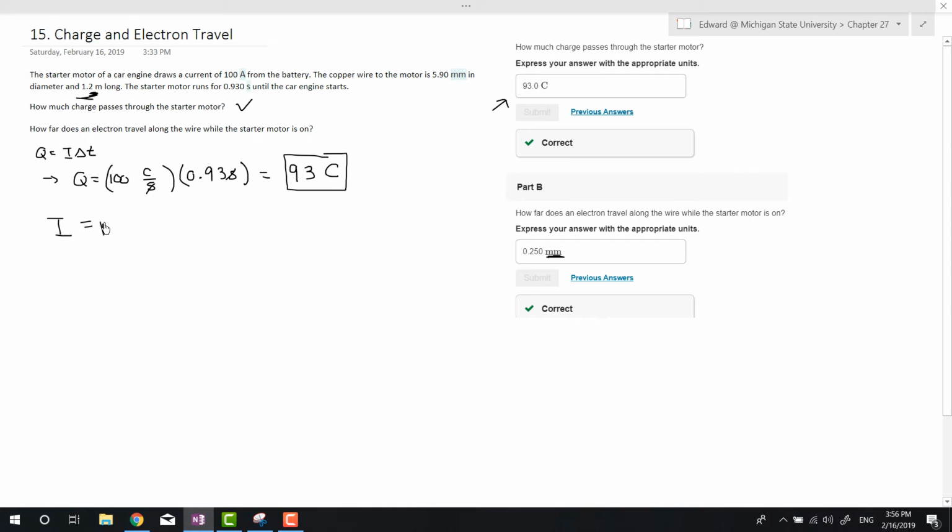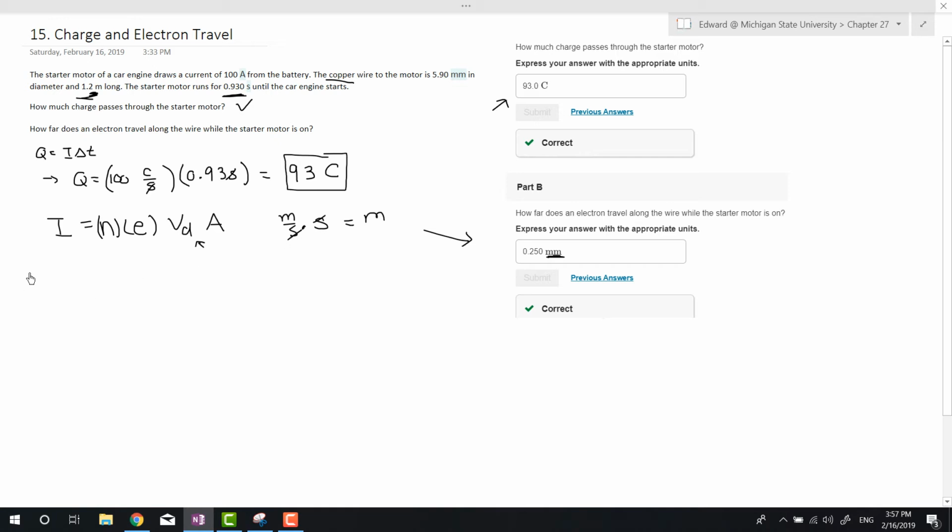I is equal to n, which is the electron density, not the charge density, of the metal, in this case copper. I'm going to have to get that from the book. Then e, the charge of an electron, and then v, the drift velocity, times A. We're also given the time it takes for the engine to start, 0.93 seconds. If we get the velocity in meters per second, we can multiply by the time in seconds and get meters. That's basically a length, so don't get that mixed up.